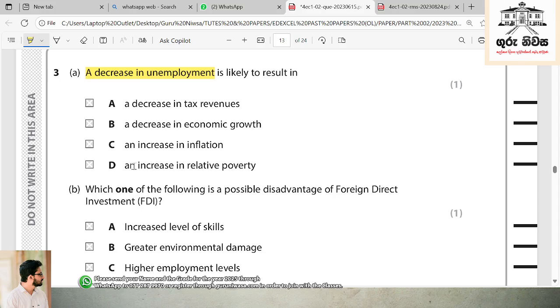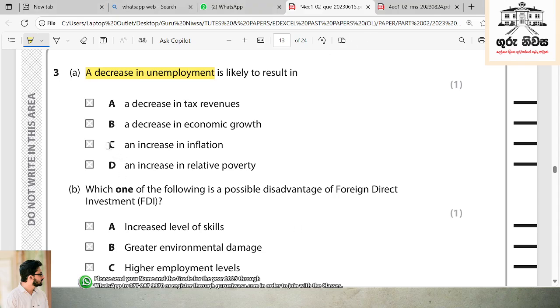Isn't it a decrease? Sir, isn't it a decrease in relative poverty? Your voice is too low. So, isn't it a decrease in relative poverty? Yeah, we can say it's a decrease in relative poverty. Okay. Then, isn't the answer C?